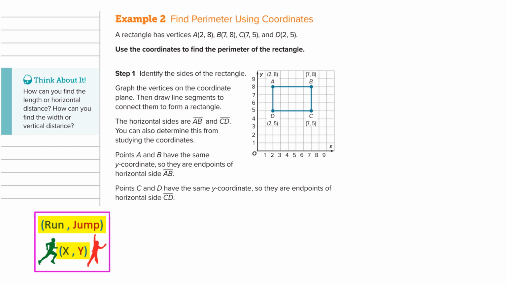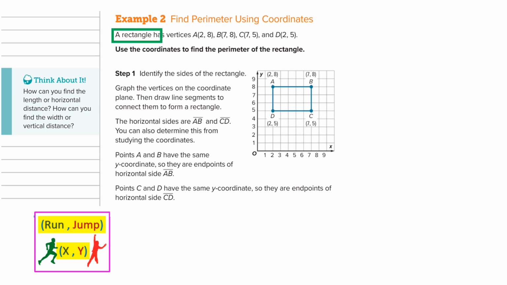All right, so let's see what they want us to do with this one. All right, it says a rectangle has vertices A, B, C, and D. Use the coordinates to find the perimeter of the rectangle. So now they want you to do the process that I just did, right? You can use the cubes if you need to, but if you get into a coordinate plane where it's graphed really far distances apart, especially when we get into the positive and negative, it becomes a little bit more complicated trying to count all of those little cubes.